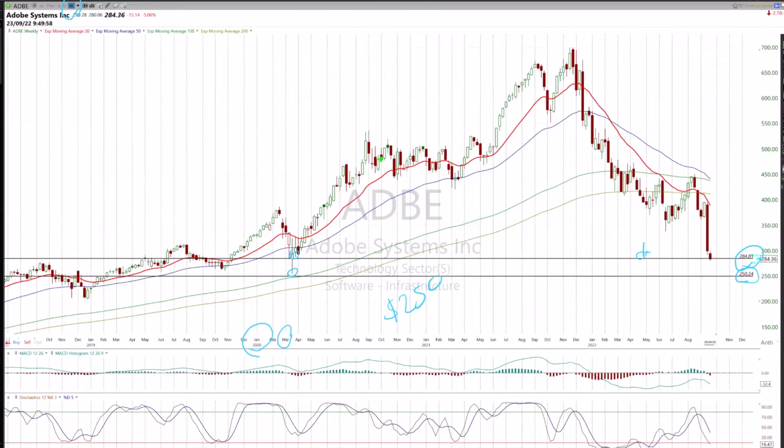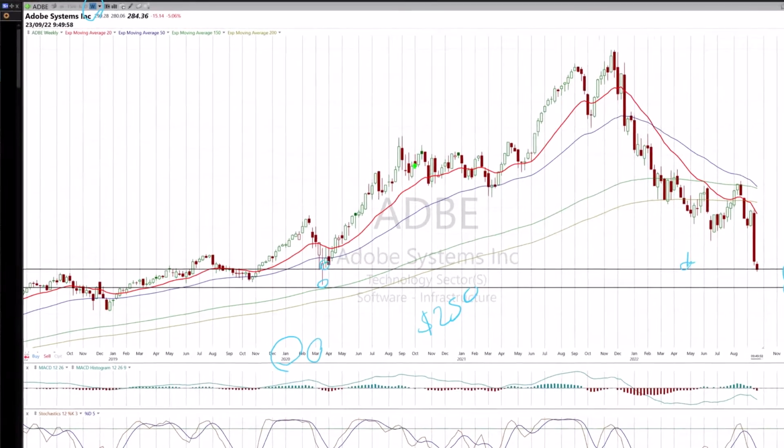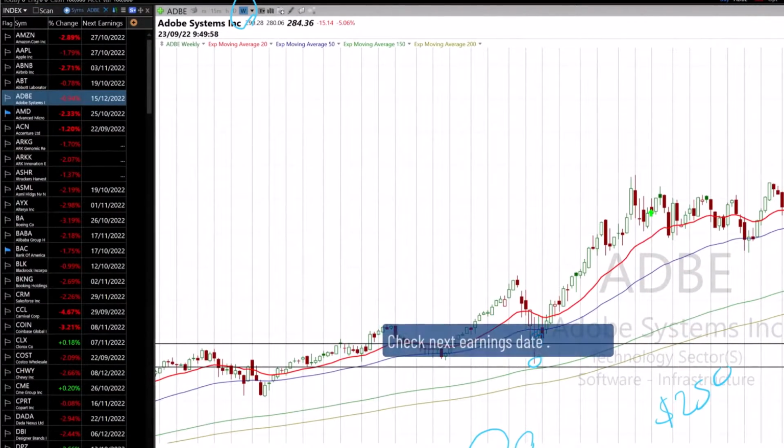Now that we know our support area and we know our strike, the next step is to check the next earning date. Looking at the earning date calendar, we can see that Adobe's next earning date will be on the 15th of September 2022. Once we know the company's next earning date, we need to select a contract with an expiration date earlier than that date to make sure that we minimize the risk of unexpected price changes that usually happen right after earning dates.